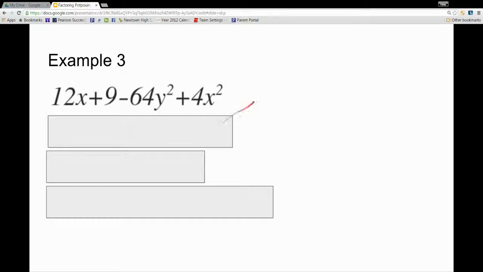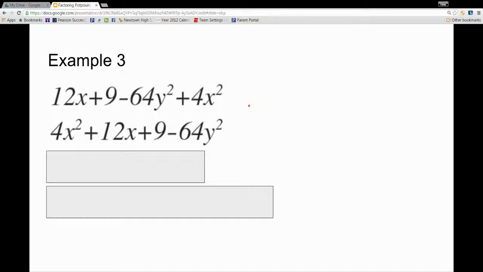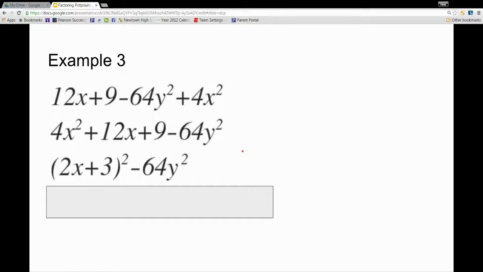Next problem. Basically, this is the same problem. However, what I did was I mixed up the variables a little bit, and so what you need to do is put them back in order. We need to put all the x's together from highest to lowest degree, and this negative 64y squared on its own. So when we do that, we get this. Now, if you notice, we can factor again. And this factors out to 2x plus 3 squared. And we have the negative 64y squared. So now we're back to a difference of two squares problem.